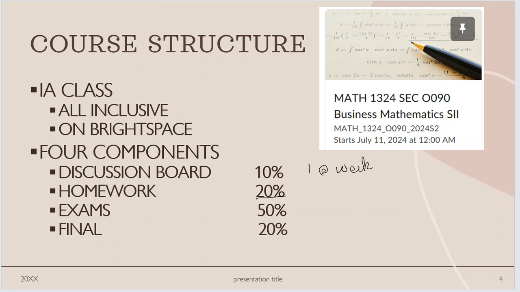All right. The course structure, it is an IA class, meaning that you've already paid for the access to my math lab. It is all on Brightspace, and the grading involves a discussion board, and that's kind of a component to try to get everybody to communicate. Let me have a little bit idea of what kind of students you are. Homework, exams, and of course a final, all online.